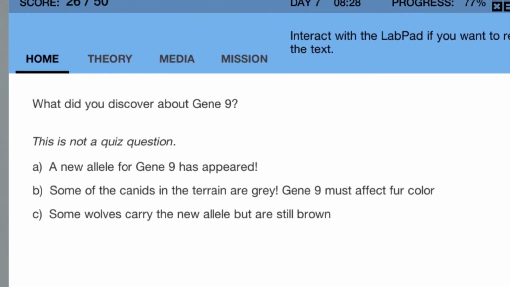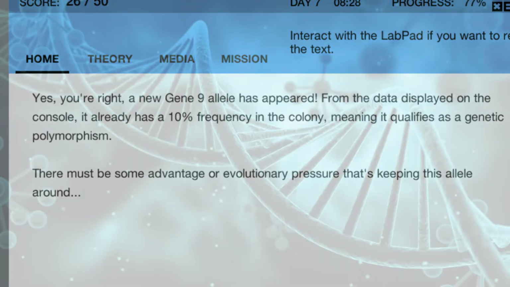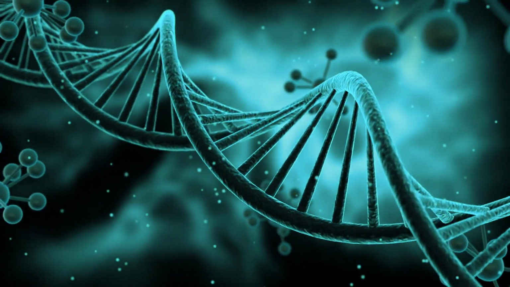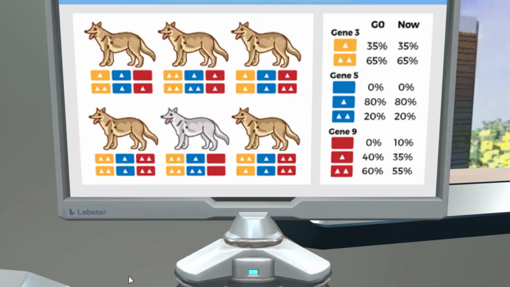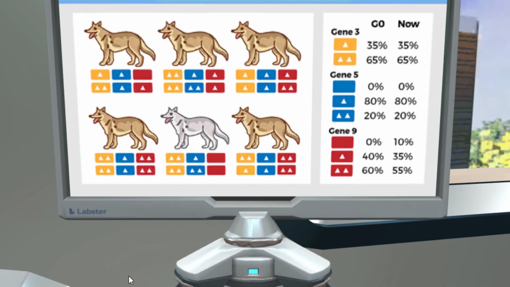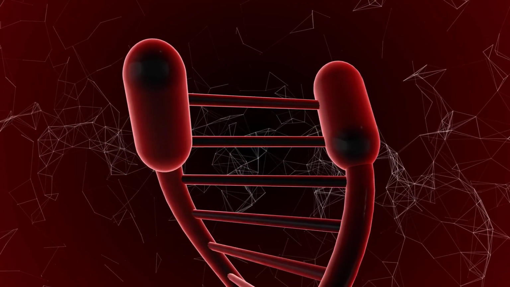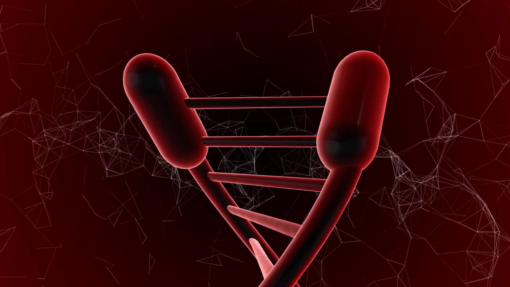What did you discover about gene 9? Yes, you're right, a new gene 9 allele has appeared. From the data displayed on the console, it already has a 10% frequency in the colony, meaning it qualifies as a genetic polymorphism. There must be some advantage or evolutionary pressure that's keeping this allele around.